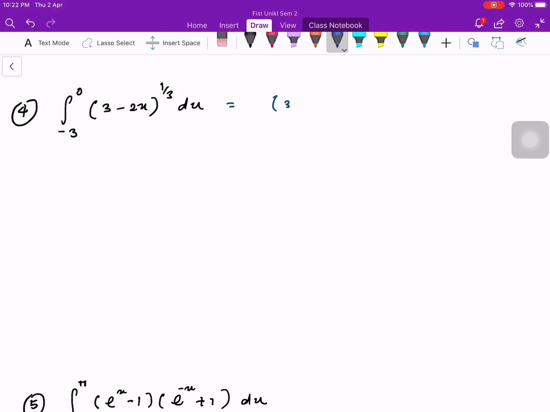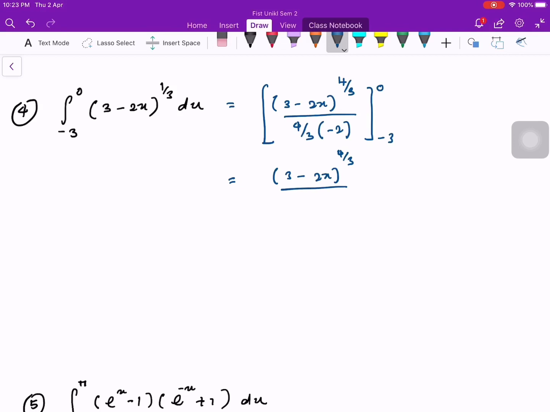So this one is 3 minus with 2x to the power of 1 over 3 plus 1. Okay, 1 over 3 plus 1 become 4 over 3. Okay, and then over 4 over 3 times with the coefficient of x, which is minus 2. Okay, and we have limits from 0 to minus 3. Then we simplify this. We have 3 minus with 2x to the power of 4 over 3 times with minus 8. Okay, minus 8 over 3, and we have a limit from minus 3, 0.